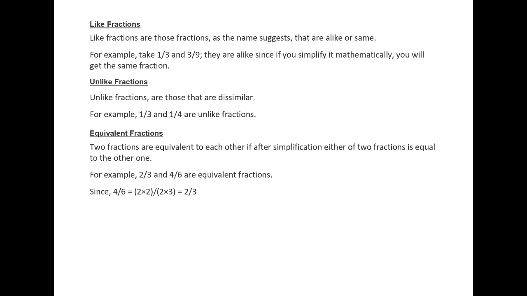Like fractions. Like fractions are those fractions, as the name suggests, that are alike or the same. For example, take 1/3 and 3/9. They are alike since if you simplify it mathematically, you will get the same fraction. Unlike fractions. Unlike fractions are those that are dissimilar. For example, 1/3 and a quarter are unlike fractions.